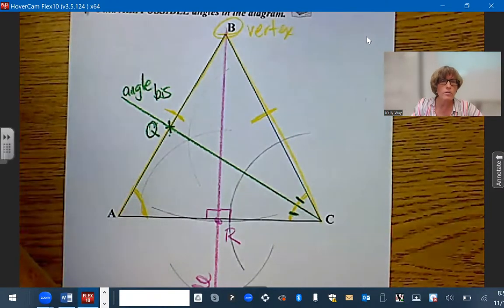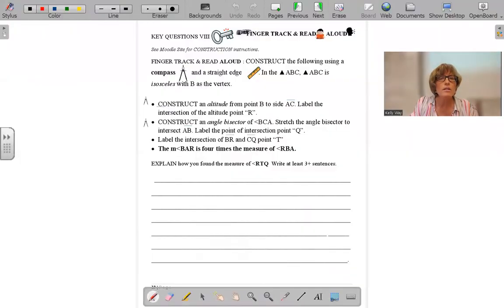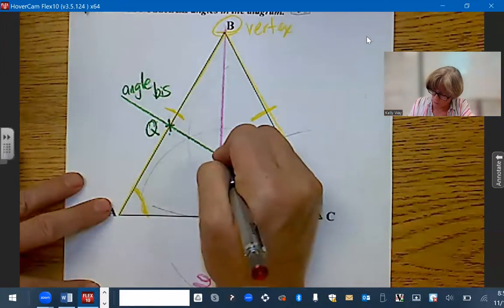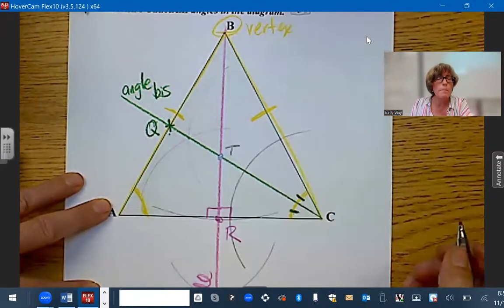Last one. It says, label the intersection of BR and CQ as T. So right here, we're labeling this intersection T.